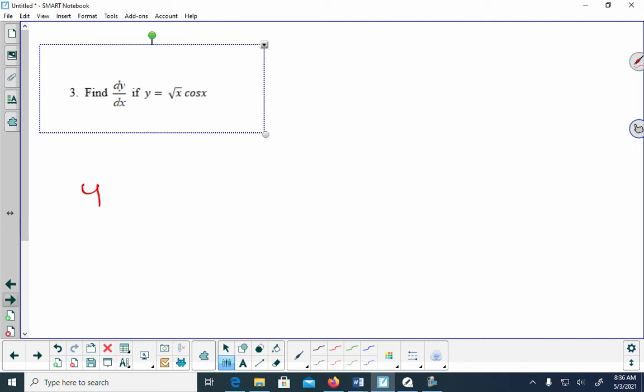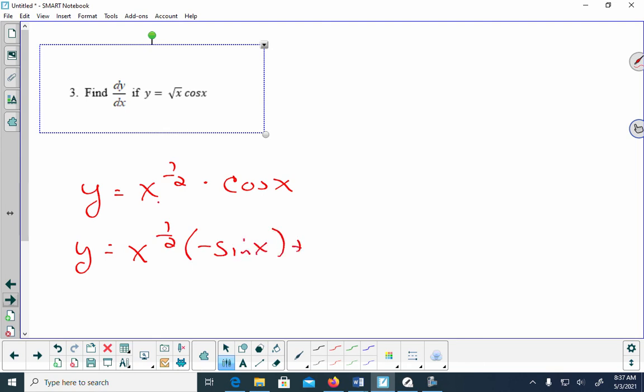So I'm going to rewrite this as x to the 1/2 times the cosine of x. So I have to use the product rule for this. So when I use the product rule, I am going to leave x to the 1/2 alone, take the derivative of cosine of x, which is negative sine of x, plus now taking the derivative of x to the 1/2, that's going to be 1/2 x to the negative 1/2, and I'm leaving the cosine of x alone.